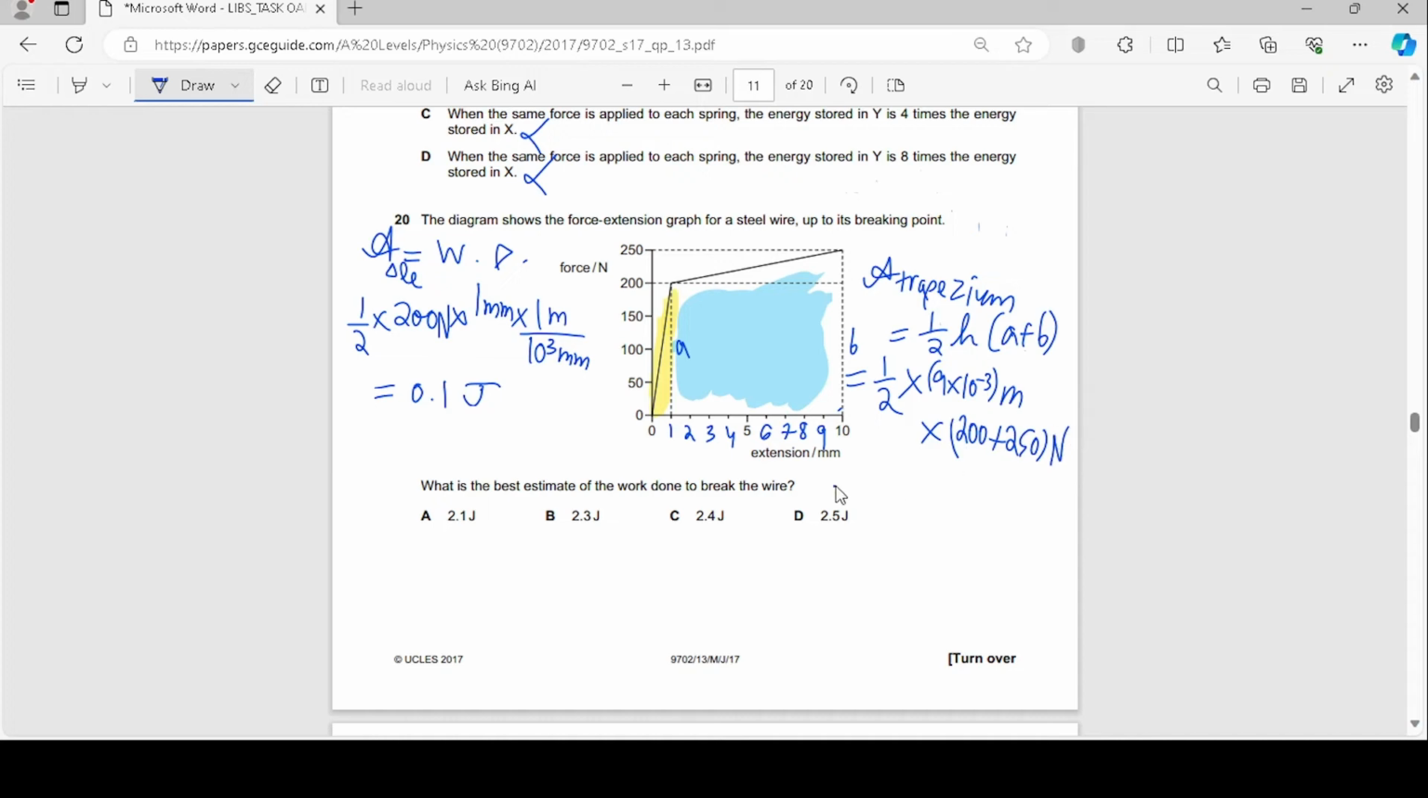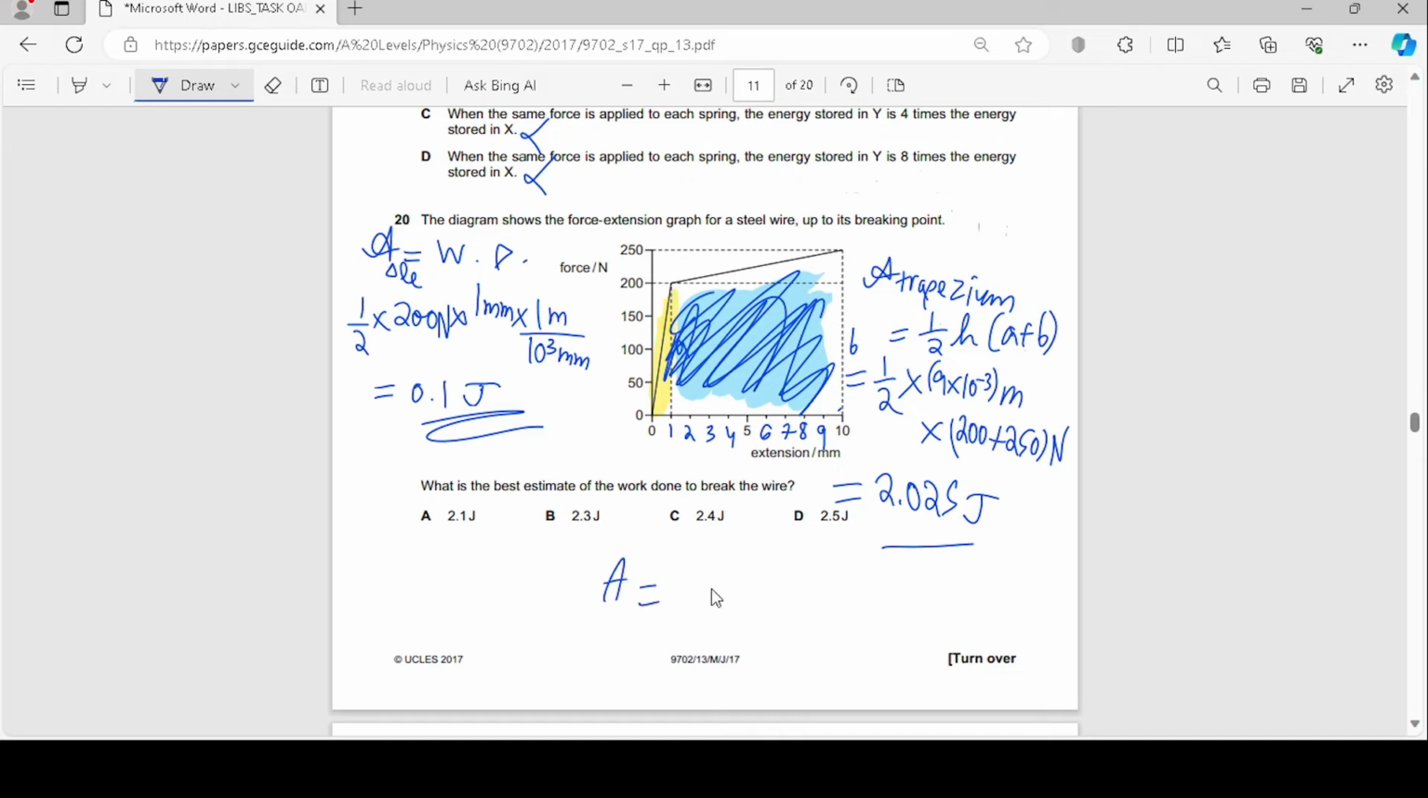And so we're just going to calculate this out: 0.5 into 9 into 10 to the power of minus 3 into 200 plus 250. So we're going to get 2.025 joules. And so I'm just going to add these two areas to get the total area under the force extension graph. So the area is going to be 0.1 plus 2.025, which is 2.125 joules, and that is approximately 2.1 joules correct to two significant figures. So then my answer is going to be A.